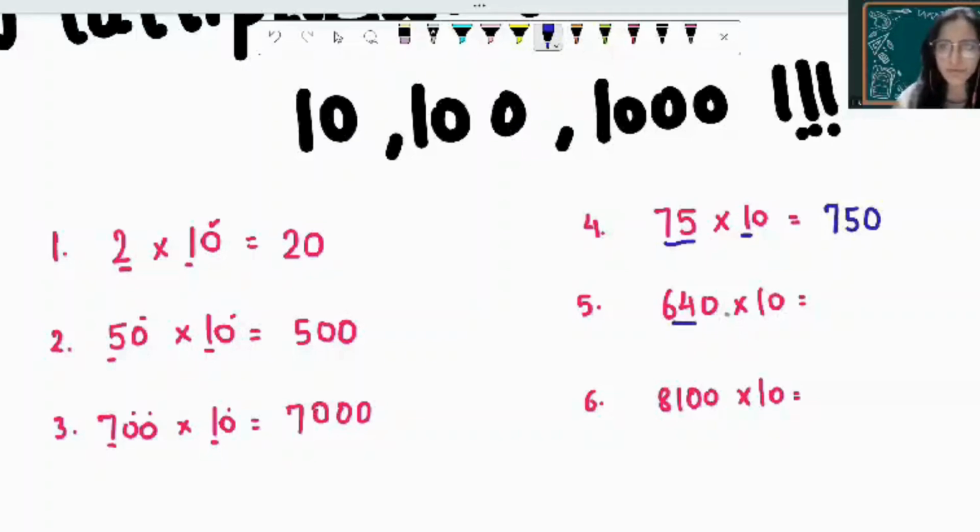Next question, 640 times 10. So 64 multiplied by 1 gives you 64 only. And now count the zeros. 1, 2. So let's put 2 zeros after that. It is going to give you 6,400. Now the next one, it is for you. I want answers from you.